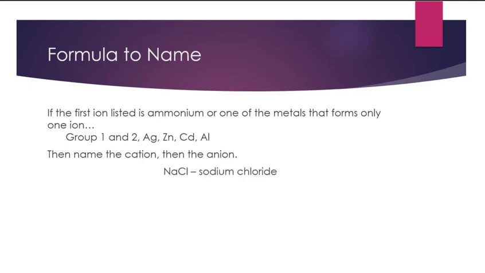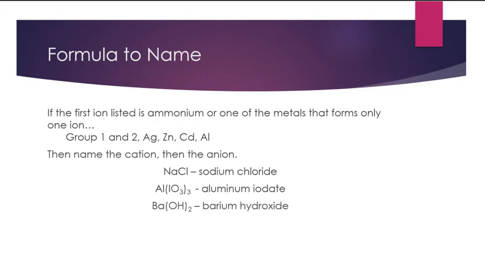NaCl is the formula. The cation is sodium. The anion is chloride. We just name it as sodium chloride. Here's another one. Aluminum is the cation. It only forms one ion. And so the name of this compound is aluminum iodate.